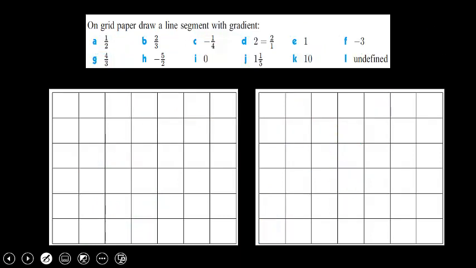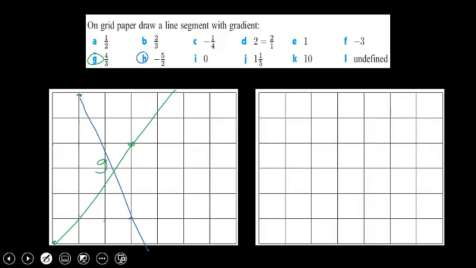Okay, let's do G. G is +4 over +3, so that's 4 up and 3 to the right. I'm going to start G here. 4 up, 1, 2, 3, 4, and 3 to the right, 1, 2, 3. So that is my 2 spots, and they look like that. That is G. Let's do H. H is -5 over 2, so that's 5 down and 2 to the right. So if I start over here, I can go down 1, 2, 3, 4, 5, 1, 2.